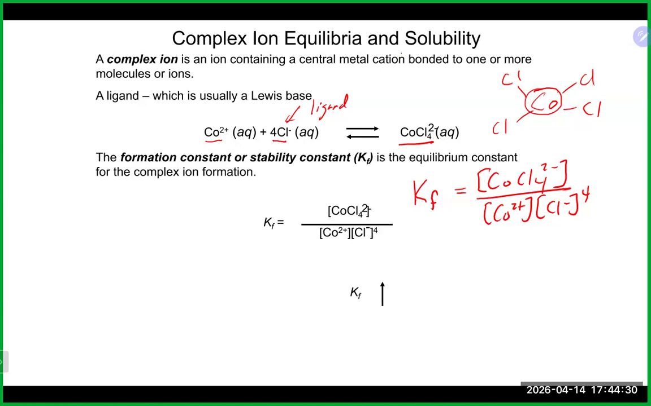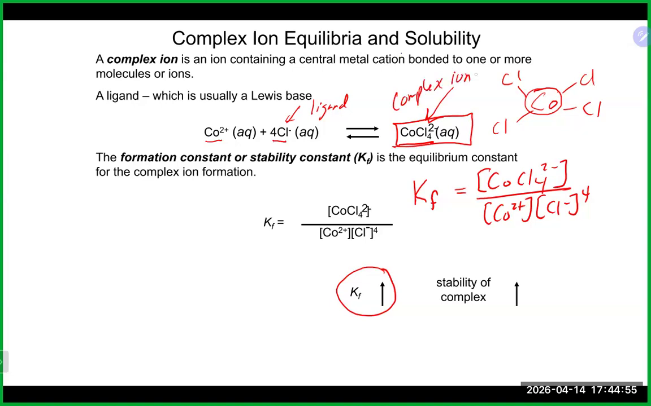Now, the relationship here is as the Kf value increases, the stability of that complex ion also increases. It's really the same basic equilibrium idea. If we have a large value of K, that means we should mainly have products, and if I mainly have products, that means I mainly have my complex ion over here, nice and stabilized.